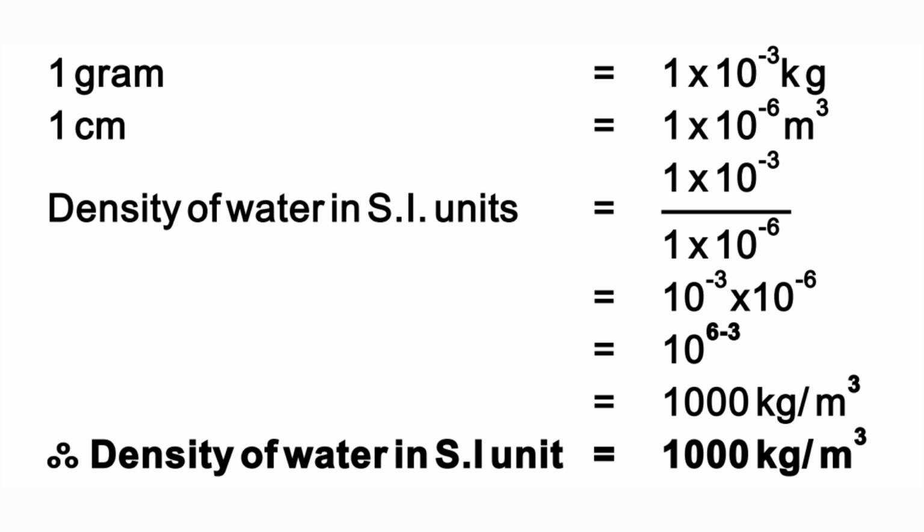The density of water in SI units is equal to 1 into 10 power minus 3 by 1 into 10 power minus 6. We get 10 to the power minus 3 into 10 power 6 is equal to 10 to the power 6 minus 3 is equal to 1000 kilogram per meter cube. Therefore, density of water in SI unit is equal to 1000 kilogram per meter cube.